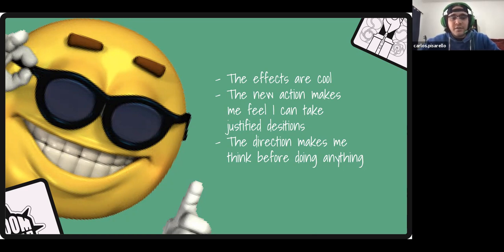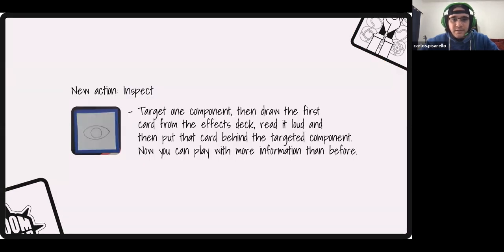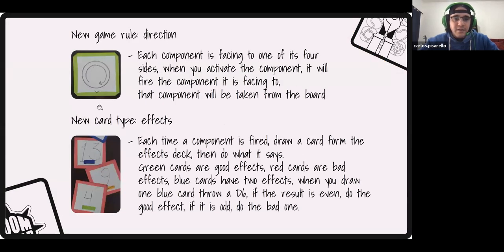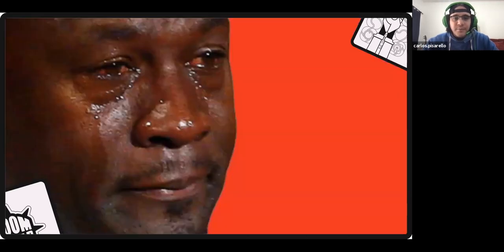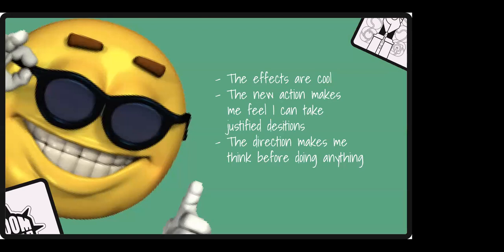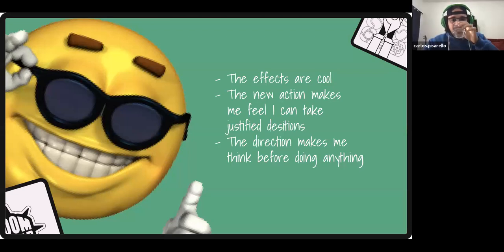Now with the direction of the components, that was this little arrow we can see on the green component. The players had to think at least a little bit before moving a component, because they were not going to take that component from the board, but another component based on the previous action. So they started thinking a little bit more about what to do in the board. Those were the good things.